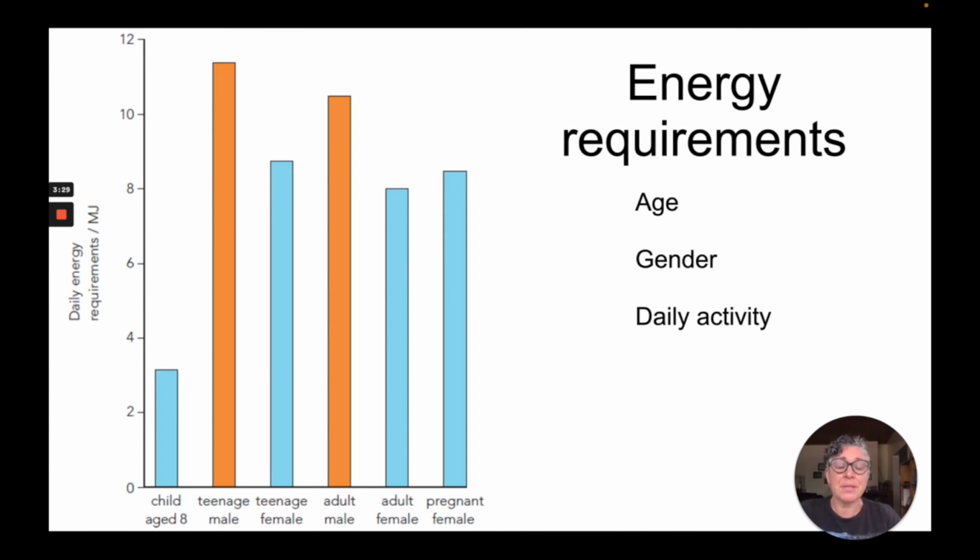But the third type of energy requirement that is not shown on this graph is daily activity. So you could imagine someone who is a computer programmer, for example, someone who is sedentary, not moving around very much, just sitting in front of their computer or their desk, is going to need a different amount of energy compared to a construction worker or an athlete. Someone who is using a lot of energy to do their day-to-day activities would need much more energy to replace what they have used. So the 3 factors that affect energy requirement are age, gender, and daily activity.